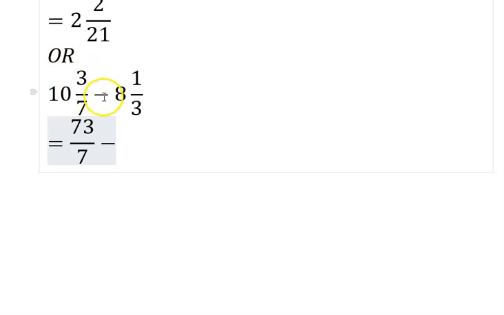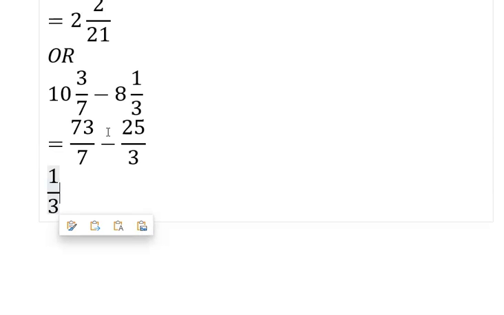Minus this, we'll do the same thing here. 8 times 3, that's 24. 24 plus 1, that's 25. That's 25 over 3 that you have here. So you just do this times this plus this, over this. Very easy. So now, from here, you can do your normal calculation looking for LCM.